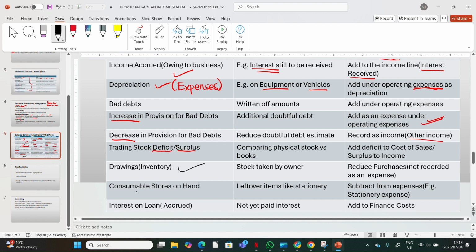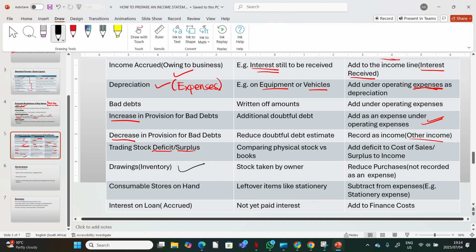So that is what we call consumable stores on hand. They are just things that literally got left behind and were not fully used in the company, right? Like your stationery. Maybe we bought 10 pens, but we only used two, so that eight we will literally subtract from our expenses, right?